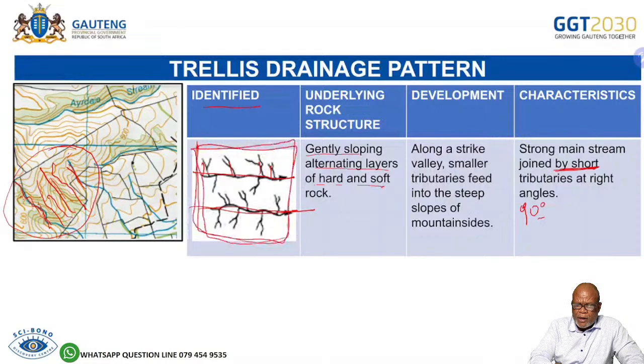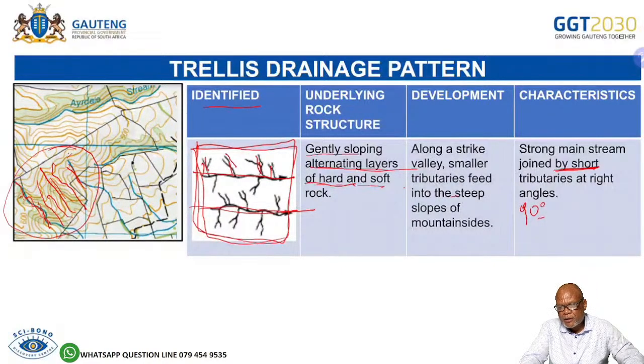So you get them where you have alternating layers of hard and soft rock. There's a hard rock, there's a soft rock. Where you have hard rock, you get your spurs. Where you have soft rock, you get your valleys. And then we said they develop along a strike valley where there are smaller tributaries which feed into a steeper slope of mountains. So here are your smaller tributaries. You see, there are your smaller tributaries that are flowing into this. So that is how they develop.